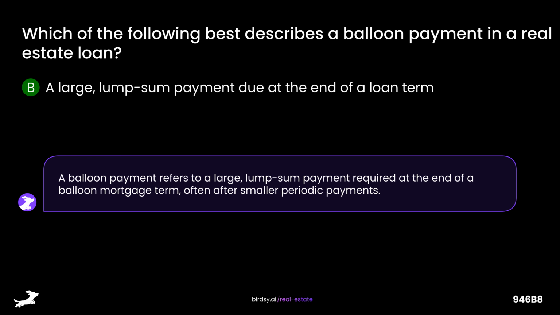A balloon payment refers to a large lump sum payment required at the end of a balloon mortgage term, often after smaller periodic payments.